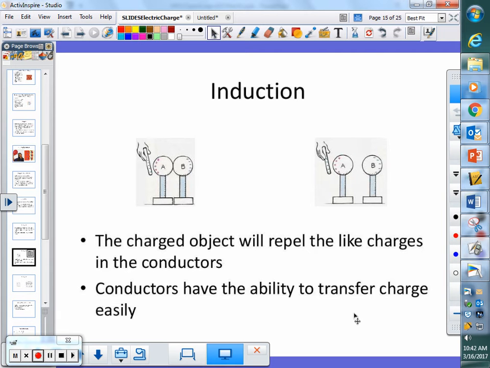First of all, induction only happens in conductors, and here's why. So, here we have two metal spheres labeled A and B. Right now, they're two separate spheres, but they're touching. So if they're touching, they're basically one object, okay? If we look at the combined spheres A and B and count up the number of positive charges and the number of negative charges, what do we see?